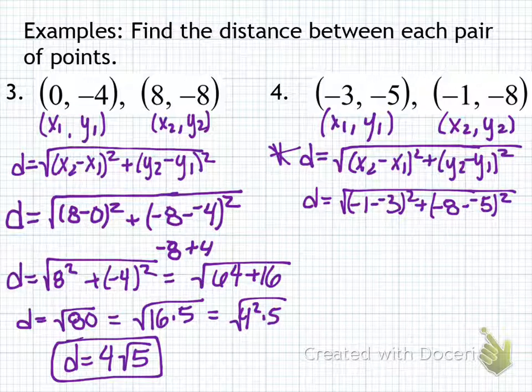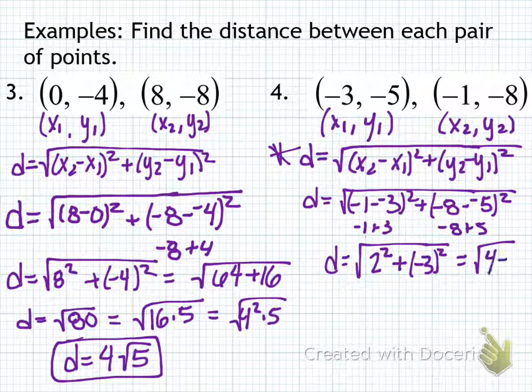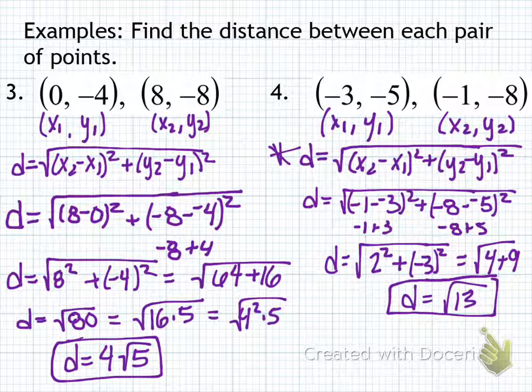Negative 1 minus negative 3 is like negative 1 plus 3. Negative 8 minus negative 5 would just be negative 8 plus 5. Negative 1 plus 3 is 2. Negative 8 plus 5 is negative 3. 2 squared is 4. Negative 3 squared is 9. Adding those, I get 13, and that can't be simplified any farther, so that's my final answer.